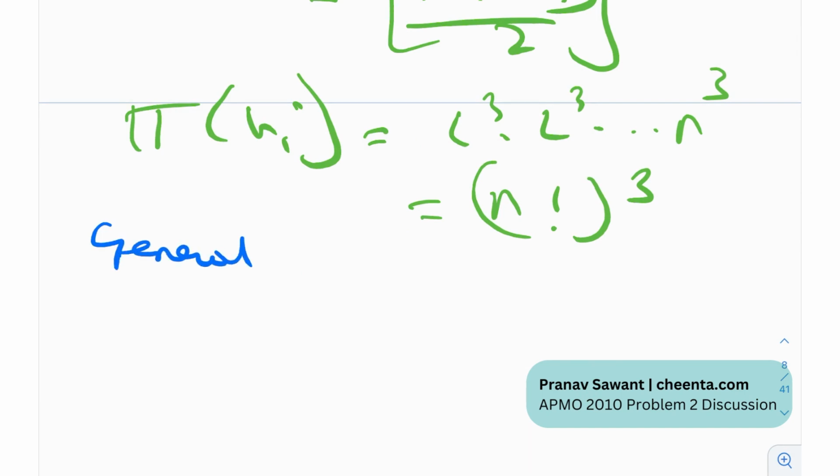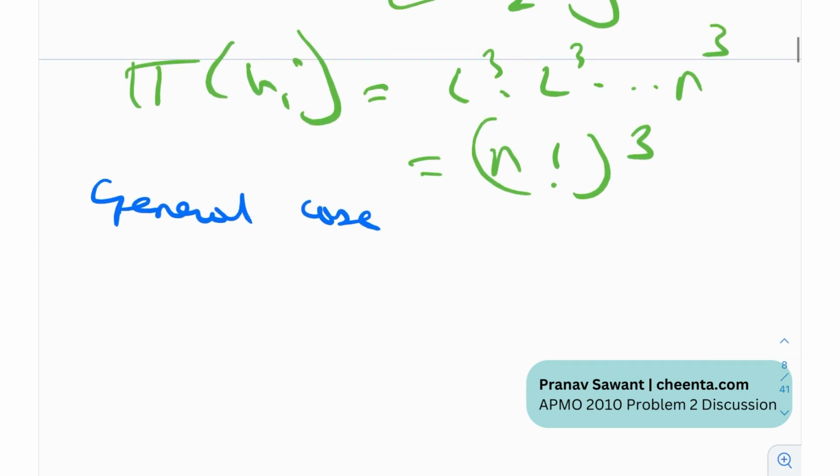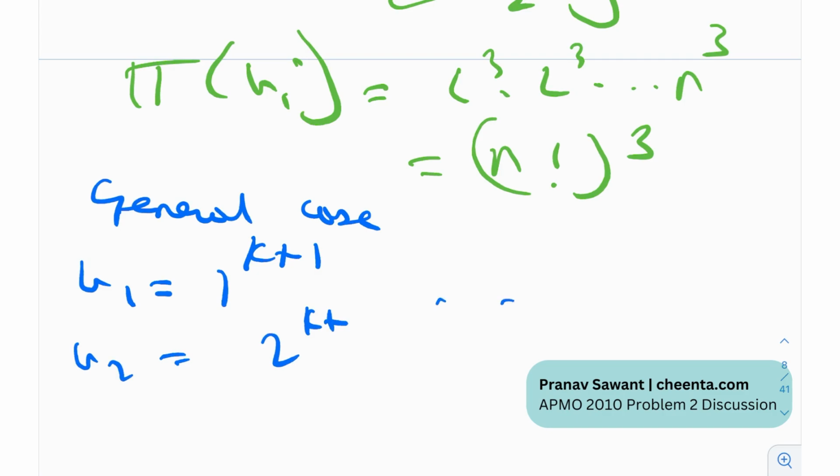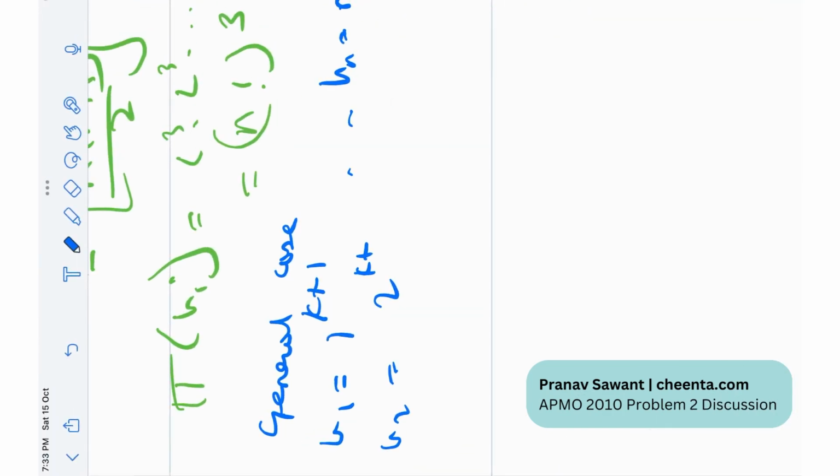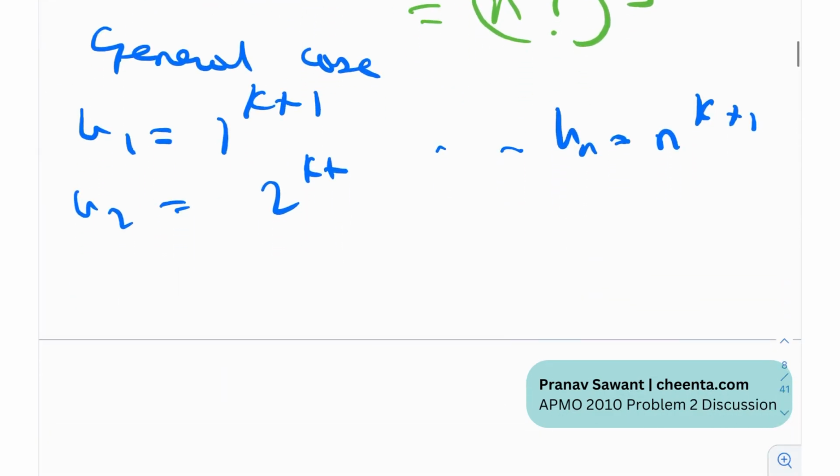And again, for the general case, I'm going to be using a little bit of substitution. I'm going to plug in b1 is equal to 1 raised to the power k plus 1, b2 is equal to 2 raised to the power k plus 1, and all the way up till bn is equal to n raised to the power k plus 1. And once we do that, we can actually notice a couple of things. b1 times b2 all the way up till bn can actually be written as n factorial raised to the power k plus 1.